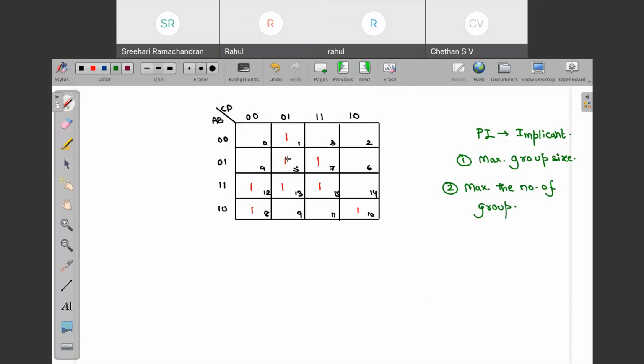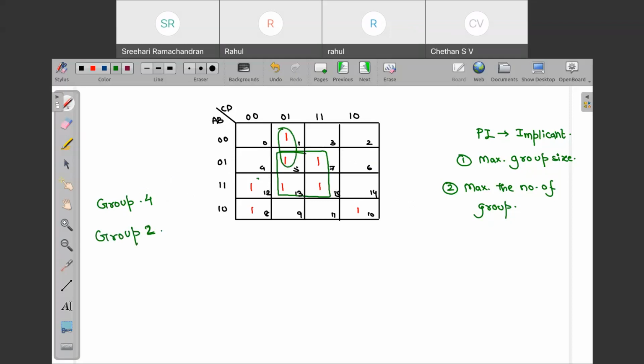So first, search for a group of 8, or even a group of 16. If a group of 16 is not present, then search for a group of 8. If no group of 8 is present, then search for a group of 4. So you can see there is one group of 4. Now remaining, is there any group of 4 present over here? No, there is no group of 4 present over here. So the next group size will be a group of 2. Now find groups of 2. This is one group of 2.